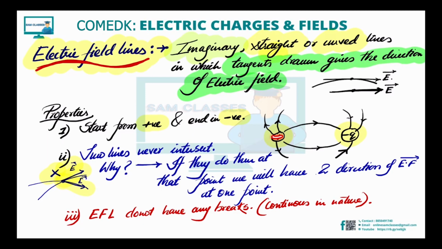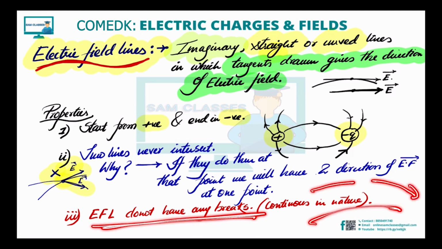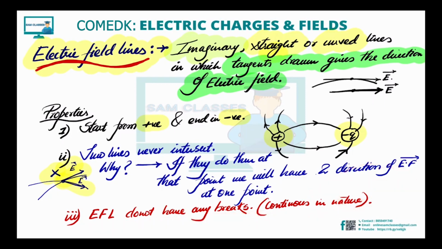Now what are the properties? First, they start from a positive charge and end in a negative charge. Second, they never intersect. Why? If they intersect at one point, we would have two directions of the electric field at that point, which is not possible. Third, electric field lines do not have any breaks. They don't go on halfway and then break again; this is not there, because they are continuous in nature.